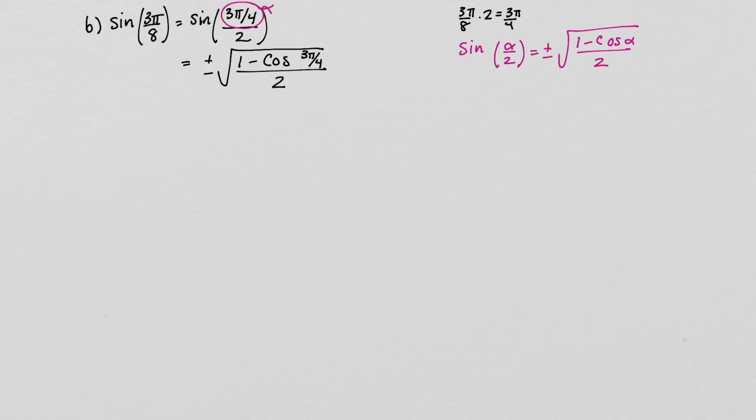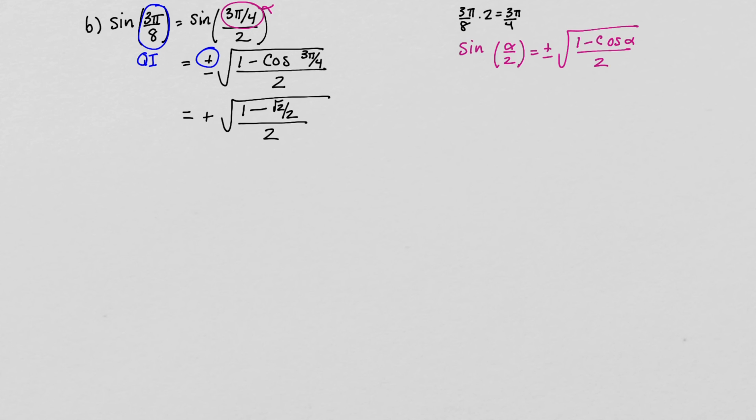We have to figure out what quadrant we're dealing with so we can figure out whether we're going to take the positive part or the negative part. 3 pi over 8 is in quadrant 1, and everything's positive in quadrant 1, so we're dealing with the positive case here. So it's going to be plus the square root of 1 minus, the cosine of 3 pi over 4 is root 2 over 2, or 1 over root 2. You could write it either way, like I did on the last slide, all over 2.